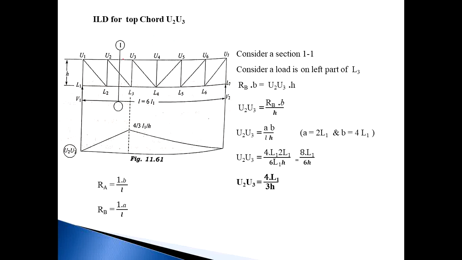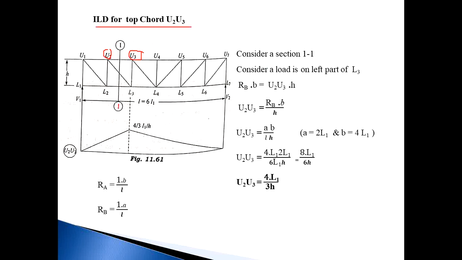Basically in the truss there are four types of members: horizontal members, which are the top member and bottom member, second is vertical, and fourth is inclined. Let us see ILD for each member one by one. First we draw ILD for the top member, that is the U2 U3 member. So first consider a section 1-1.